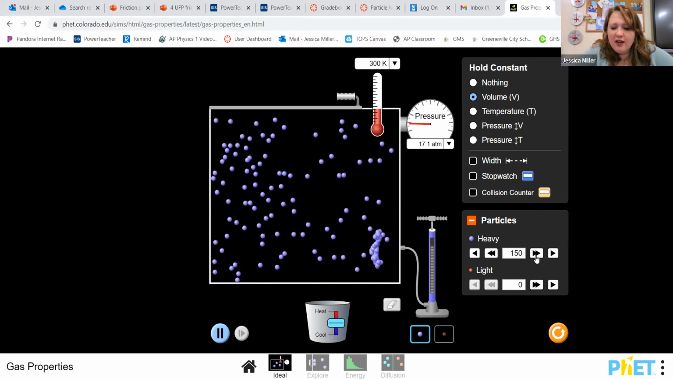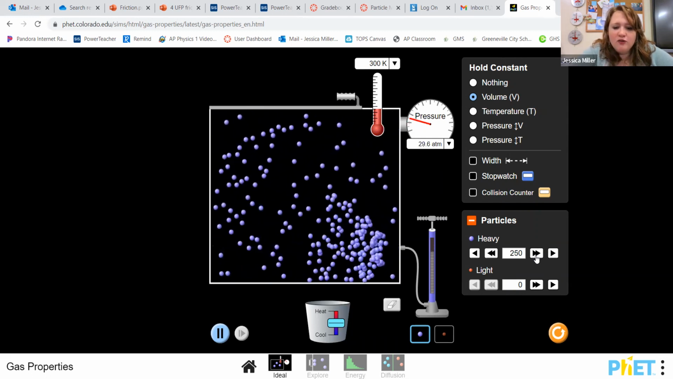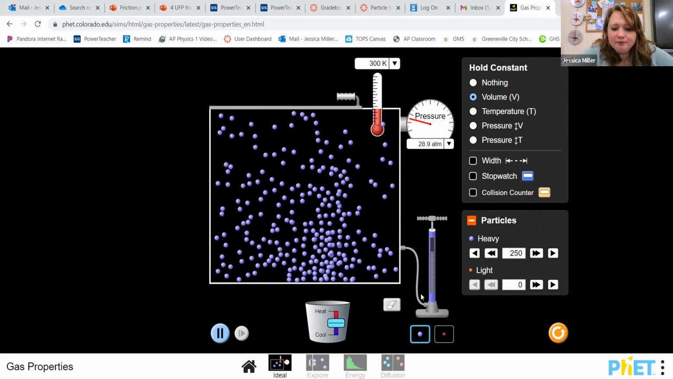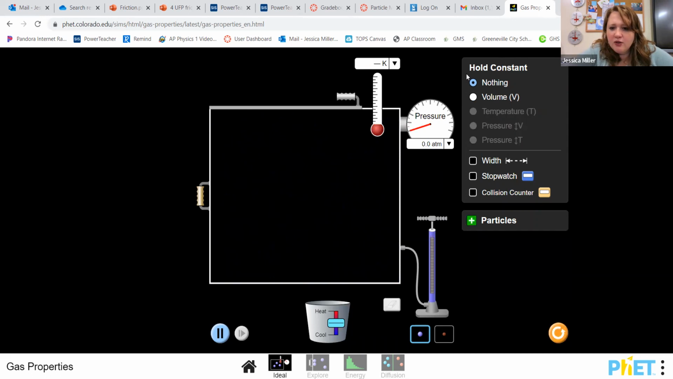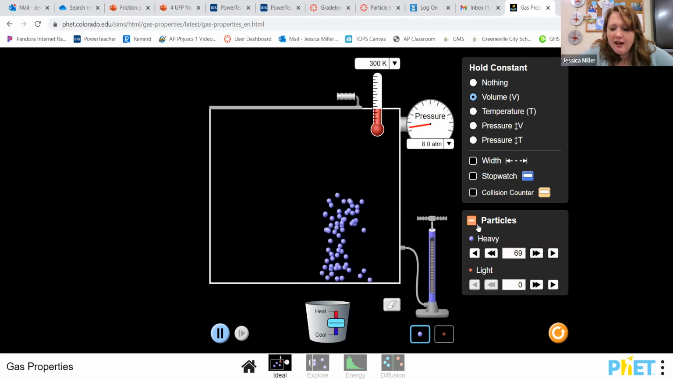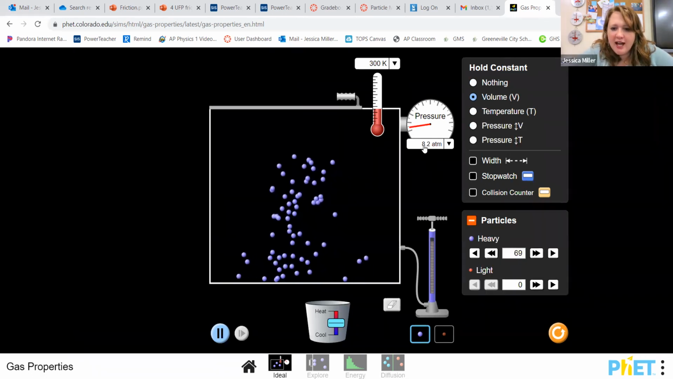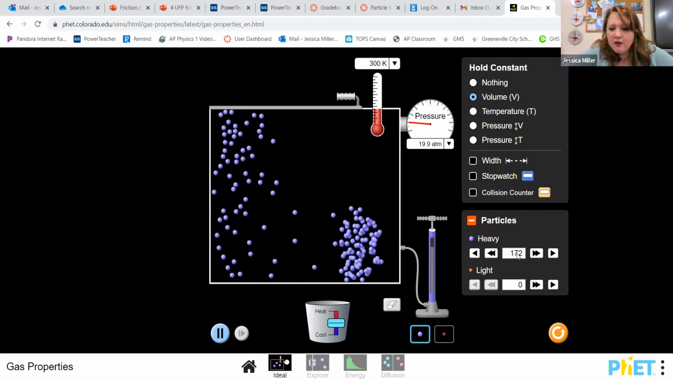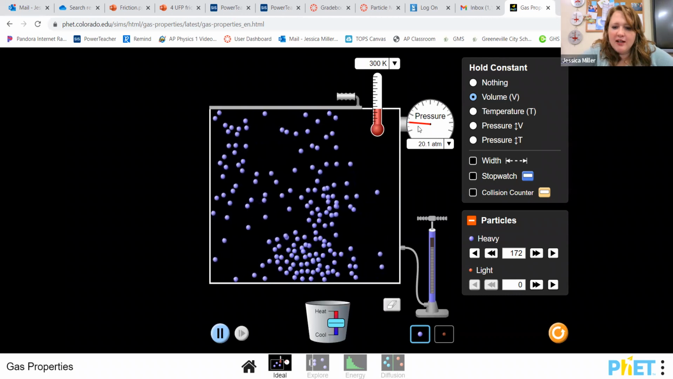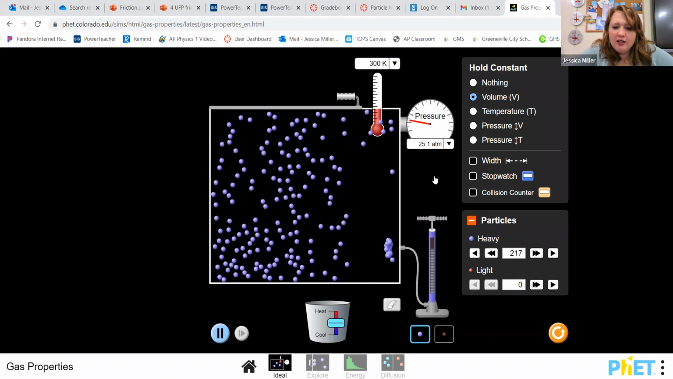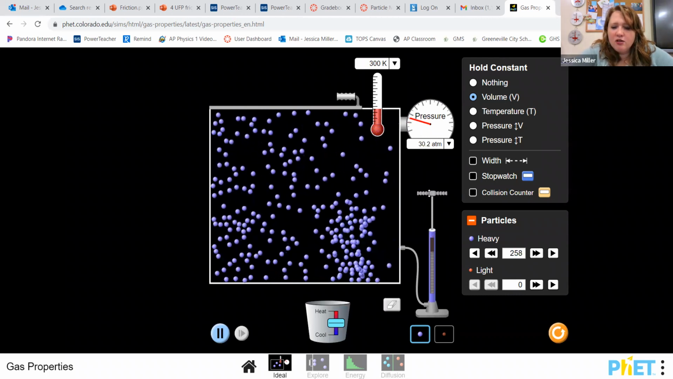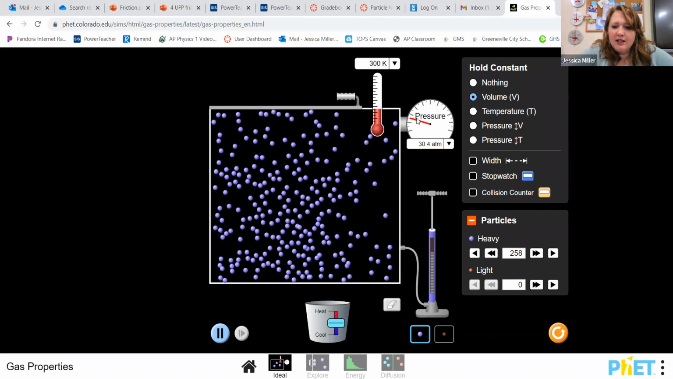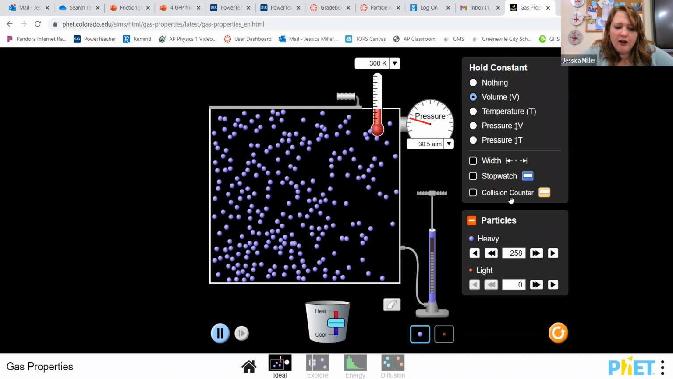And you can just do that until you have about 250 particles, or you can always do it a different way, and you can just pump a certain number of particles in there. And so we have 69 particles at that pressure, and then let's add some more particles. Okay, now we have that many particles and that pressure. So you are looking at how the number of particles is related to the pressure, and you'll be graphing that.